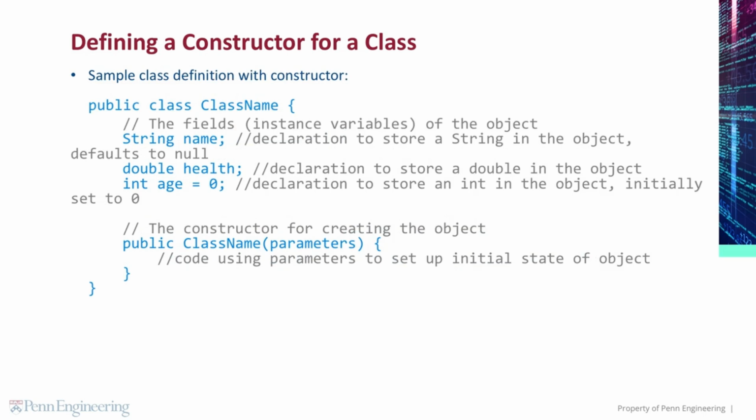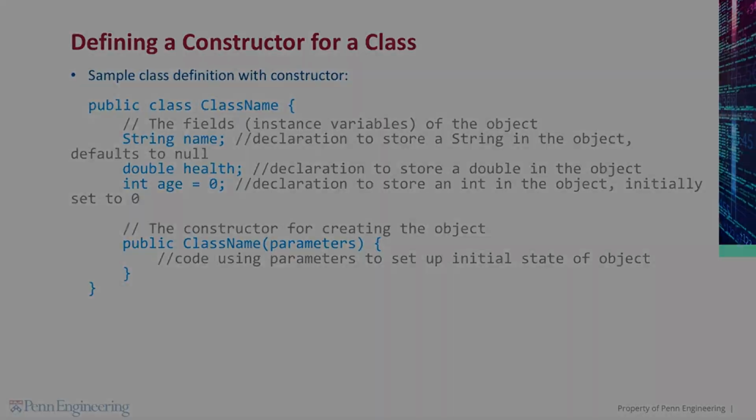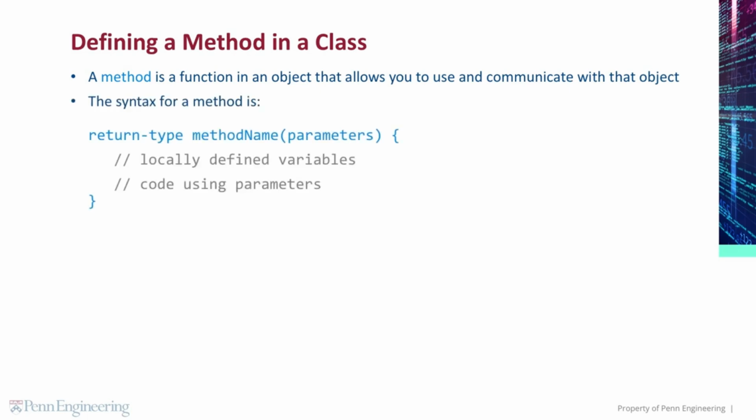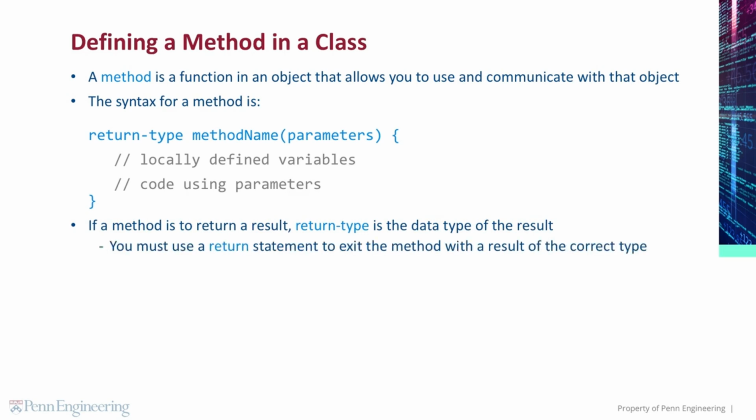Here's a sample class definition with a constructor. A method is a function in an object that allows you to use and communicate with that object. The syntax for a method looks like this. If a method is to return a result, return type is the data type of the result. You must use a return statement to exit the method with a result of the correct type.